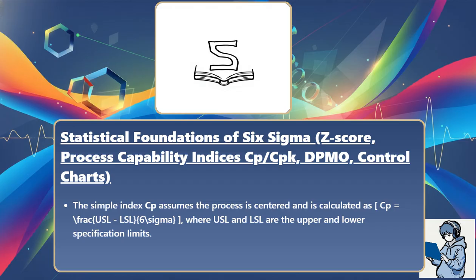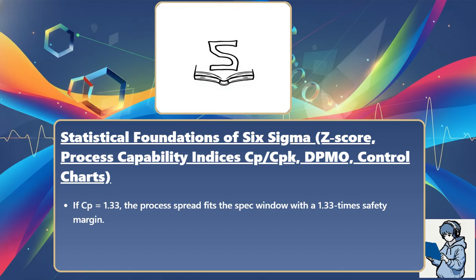The simple index Cp assumes the process is centered and is calculated as Cp equals (USL minus LSL) divided by 6 sigma, where USL and LSL are the upper and lower specification limits. If Cp equals 1.33, the process spread fits the specification window with a 1.33 times safety margin.